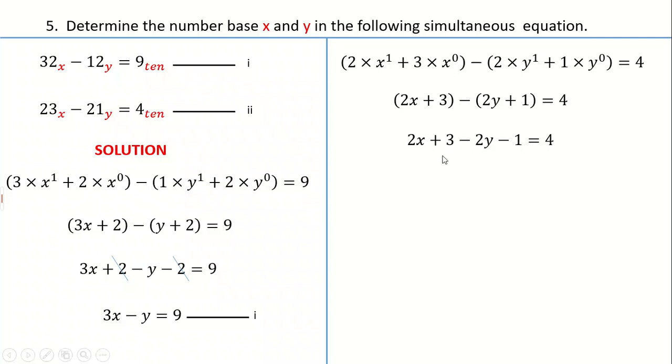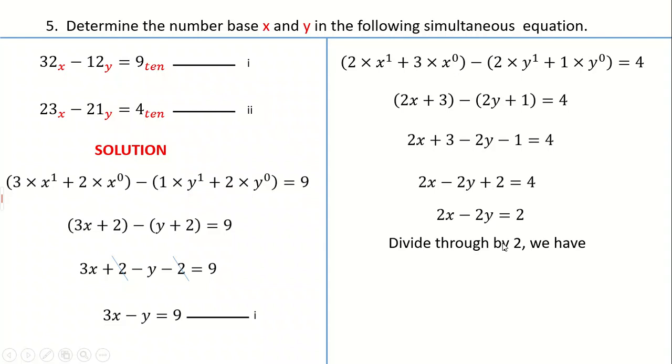By the time I simplify further, I can have 2x minus 2y plus 2, because plus 3 minus 1 is plus 2. So I can move the 2 to that side of the equation. That becomes 4 minus 2, which will give me 2 at the right hand side. So I have 2, 2, 2. I can divide through by what? By 2. So that I can have x minus y equals 1. So I can call this one again equation 2.